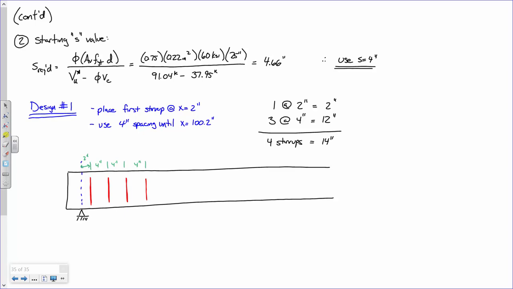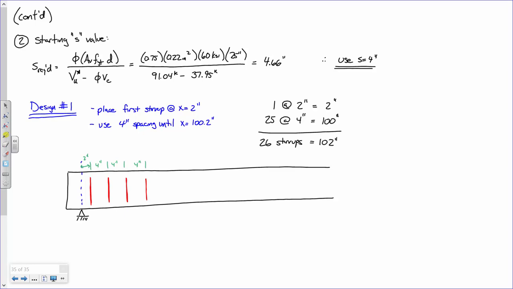So let me ask you a question. What does this number right here have to be in order for this design to be appropriate? Is 10 enough? Is 20 enough? What's that number got to be? You're saying 25. Okay, so if I have 25 at 4 inches, that's going to be 100 inches, right? 25 times 4. Everybody with me on that? So what that would mean is 26 stirrups for a total distance of 102. Is everybody okay with that?